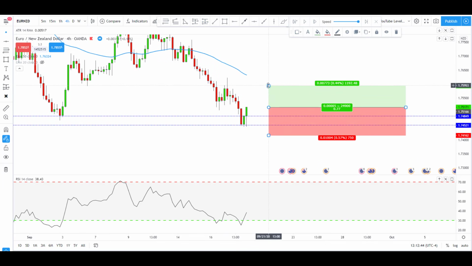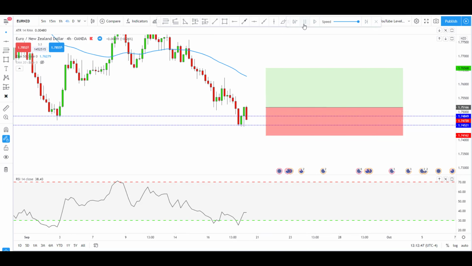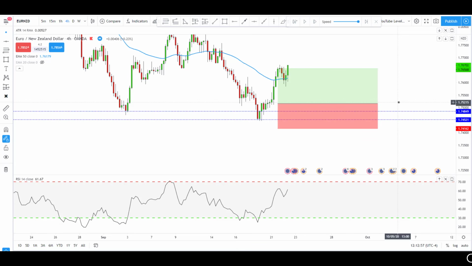Stop under the swing low. Target up at previous support. Let's see how this plays out. And that is when my trading started to change.